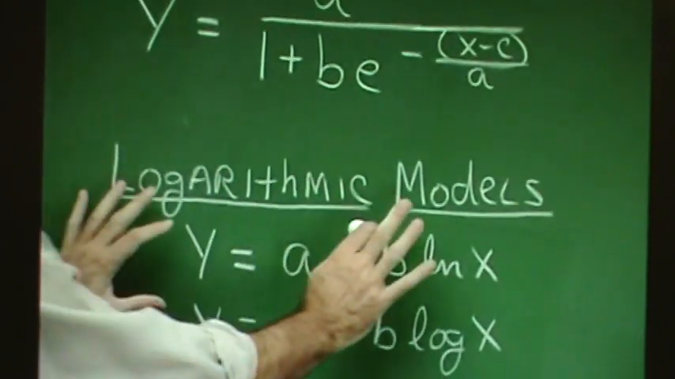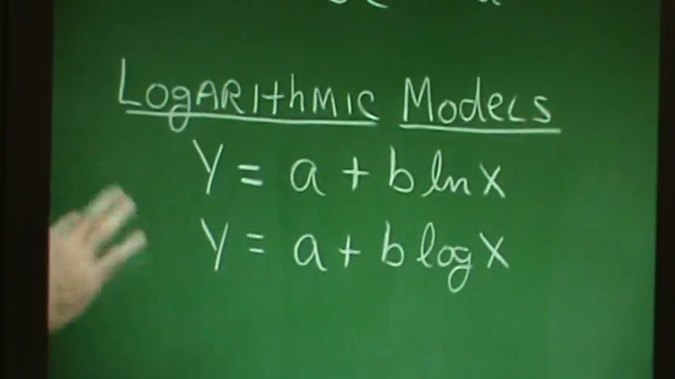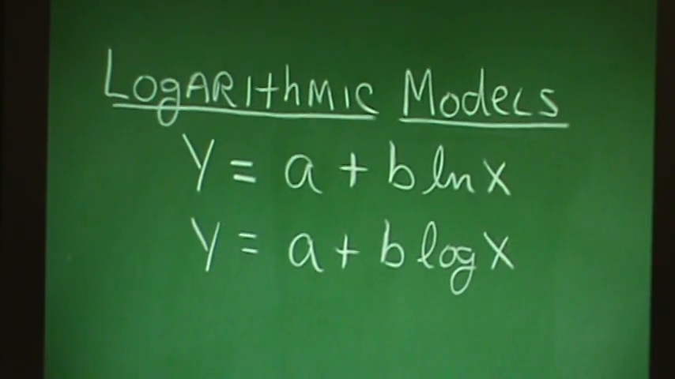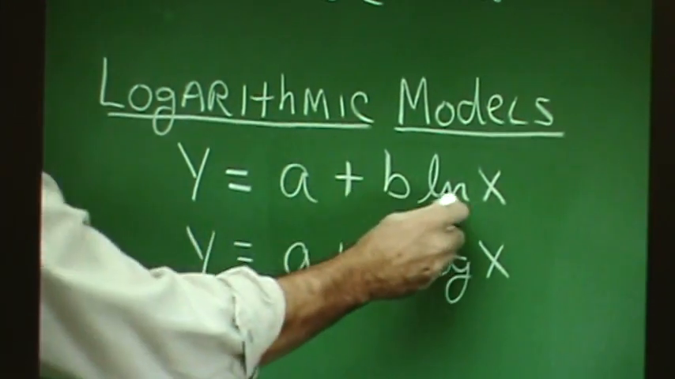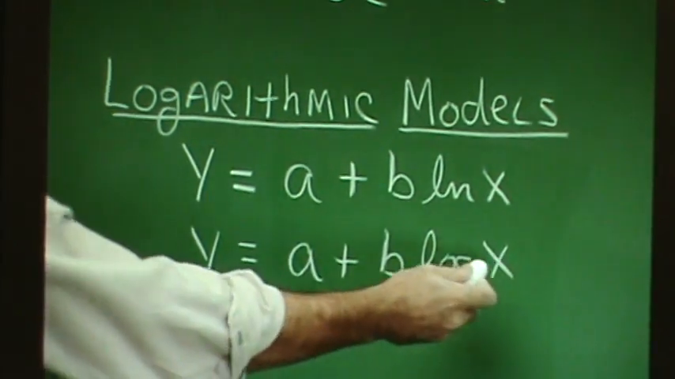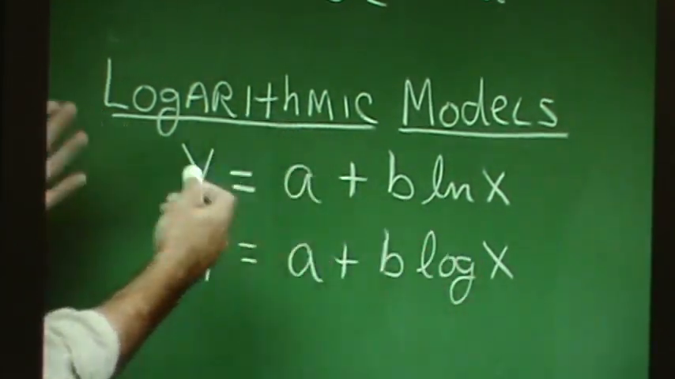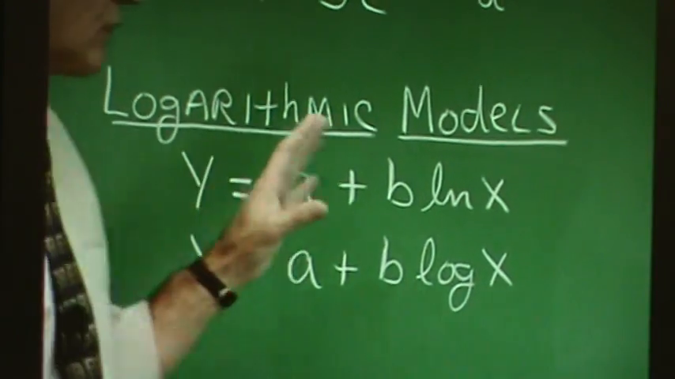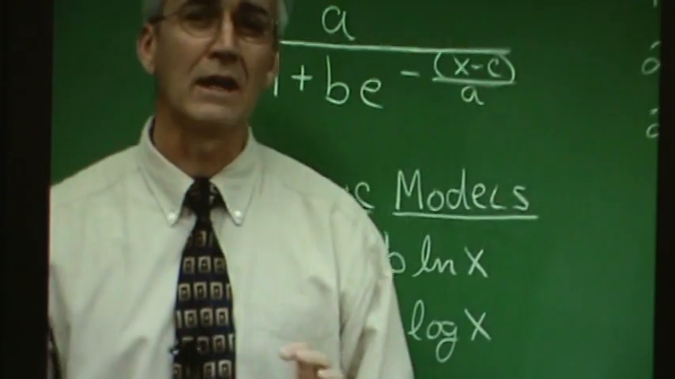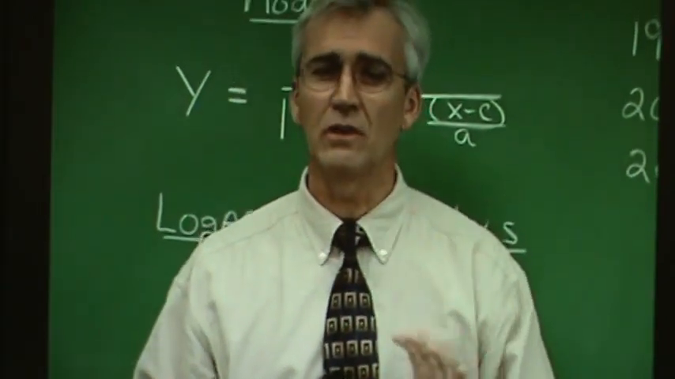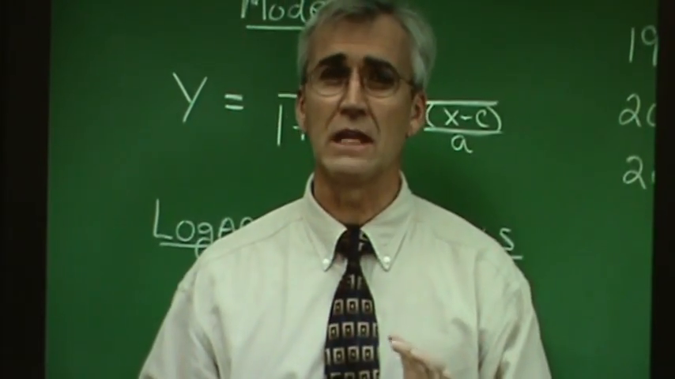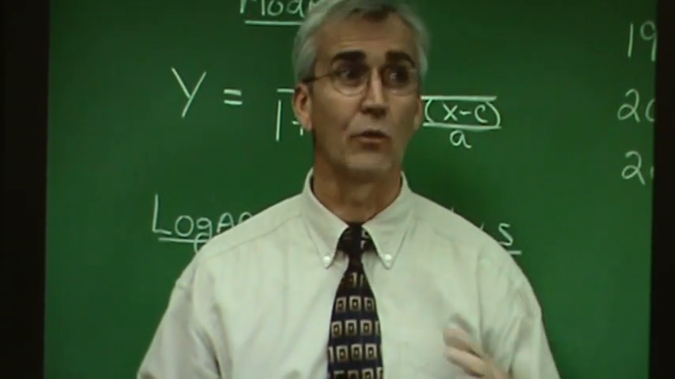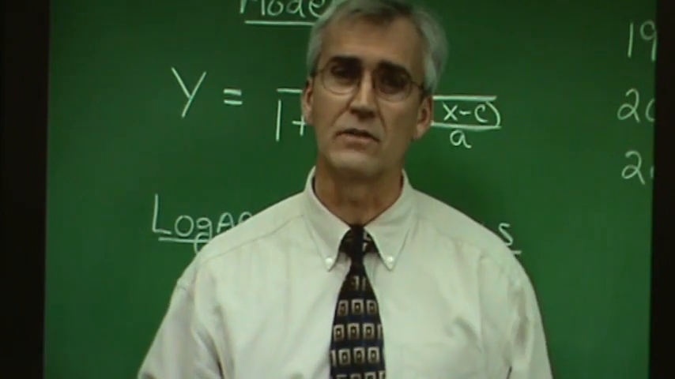The logarithmic models now take this form, and there are other forms that we could write these in, but we'll be studying the logarithmic models in these forms. It's a plus b ln x or a plus b log x. And these kinds of models are used in emulating or illustrating the intensity of earthquakes using a Richter scale. The Richter scale is a logarithmic kind of scale.